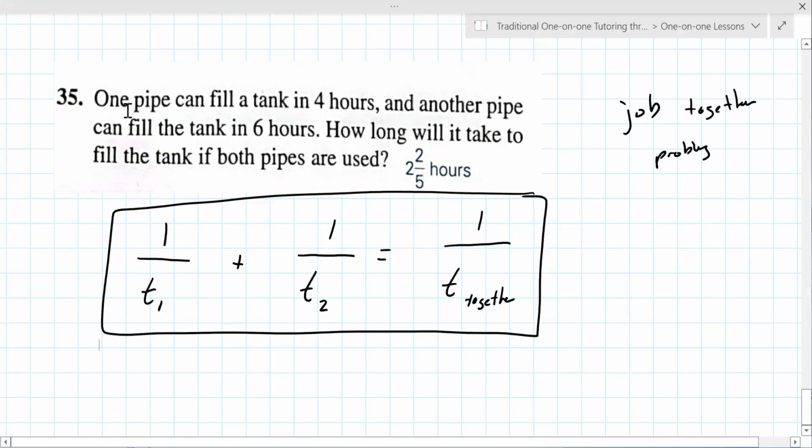Okay, so you can think of it as the pipe is the person. The pipe can fill a tank in 4 hours. So 1 over 4 plus another pipe can fill the tank in 6 hours. That's 1 over 6. And we want to know how long it will take if both pipes are used together. We'll make that our variable.